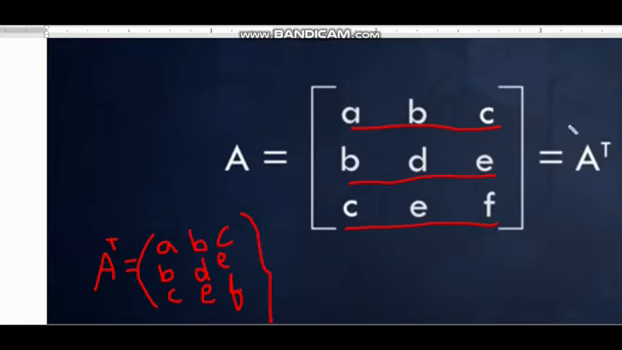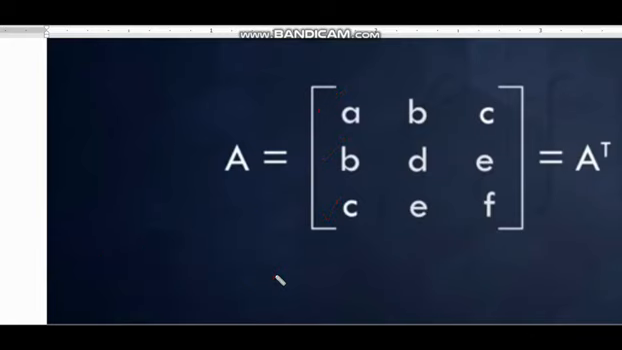If you compare this, you find that A transpose and A are the same matrices. Let me compare. In the first row it is A, B, C. Here also in the first row A, B, C. Second row B, D, E. In the second row here also B, D, E. In the third row C, E, F. Here also it is C, E, F. Therefore, this matrix is a symmetric matrix.